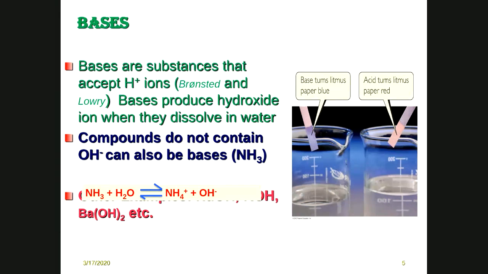The example given here is ammonia. We all know that ammonia is a gas, and by looking at the molecule, it does not show any OH ion there. So when you dissolve ammonia in water, it actually takes the hydrogen from the water and becomes the ammonium ion. That is why ammonia is termed a base: because it accepts the H plus.